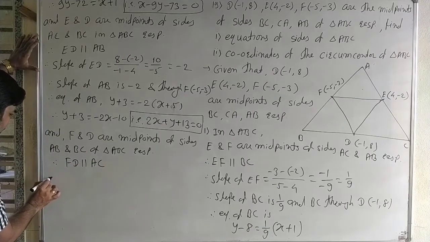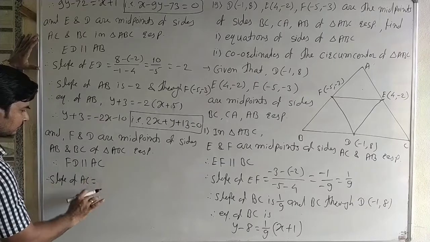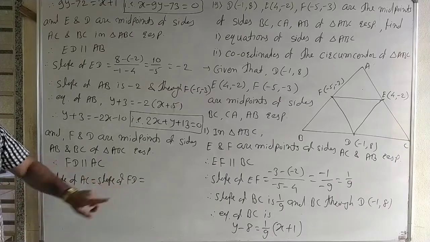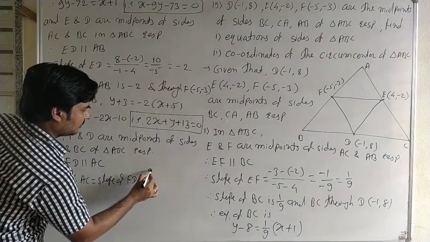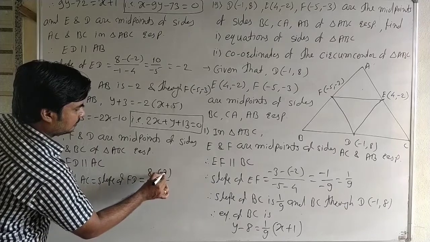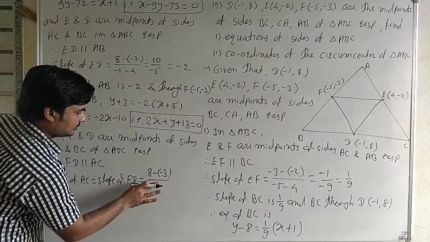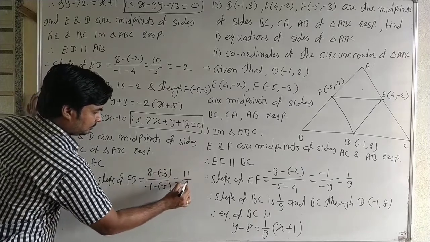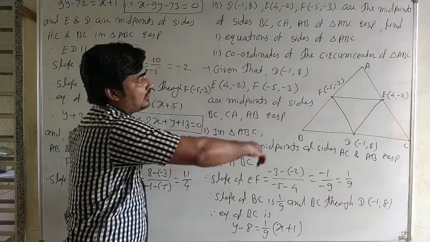And therefore the slope of AC is equal to the slope of FD, which is F and D. Now y2 minus y1, that is 3, and x2 minus x1 is 4 plus 5. So 11 upon 4 is the slope of AC.